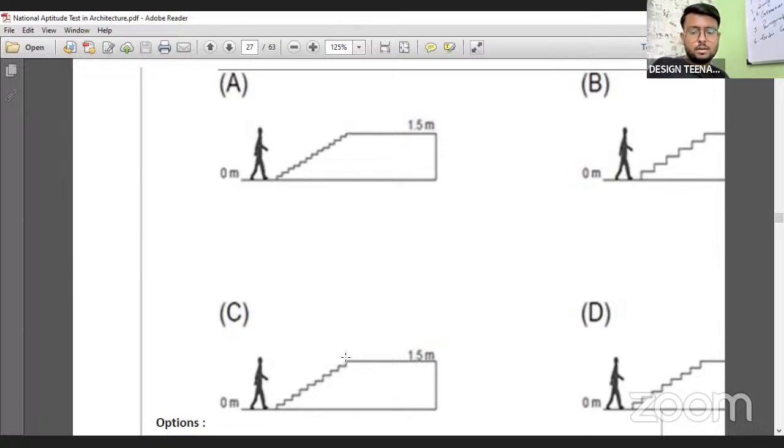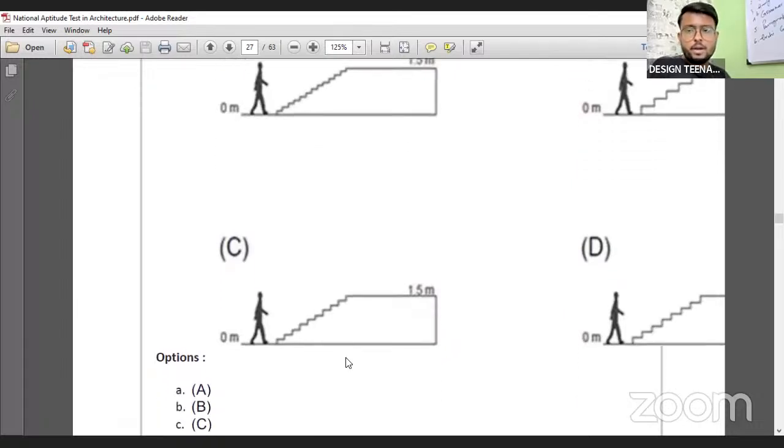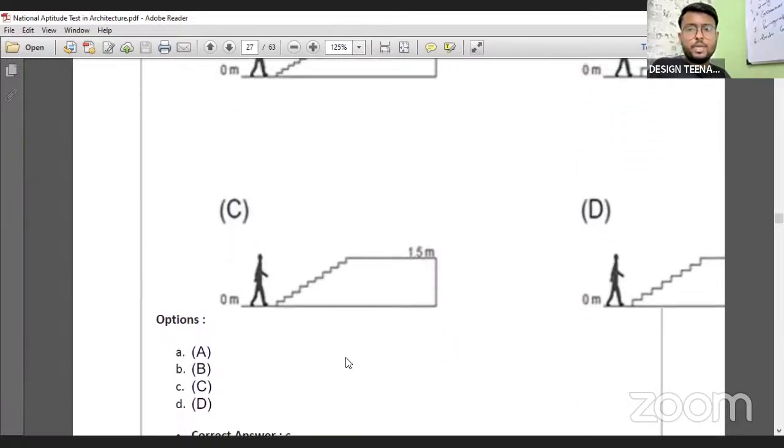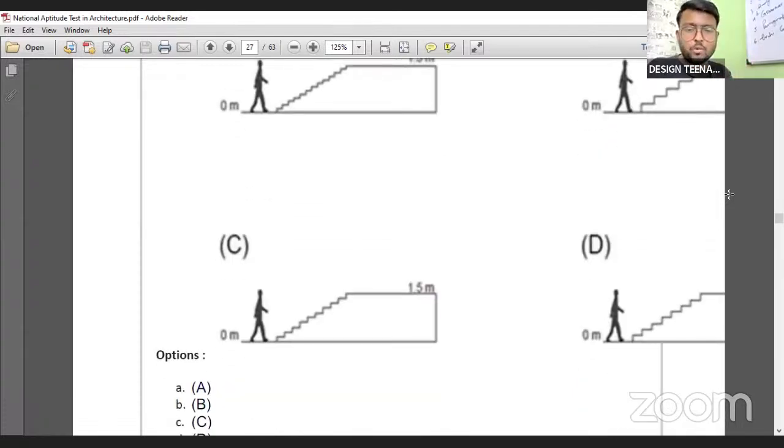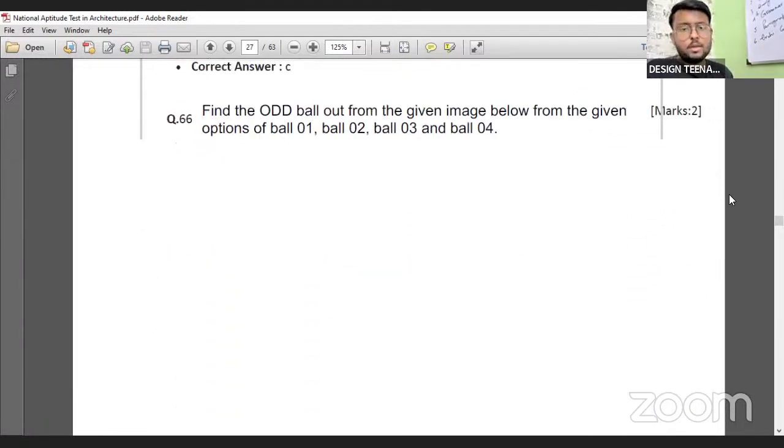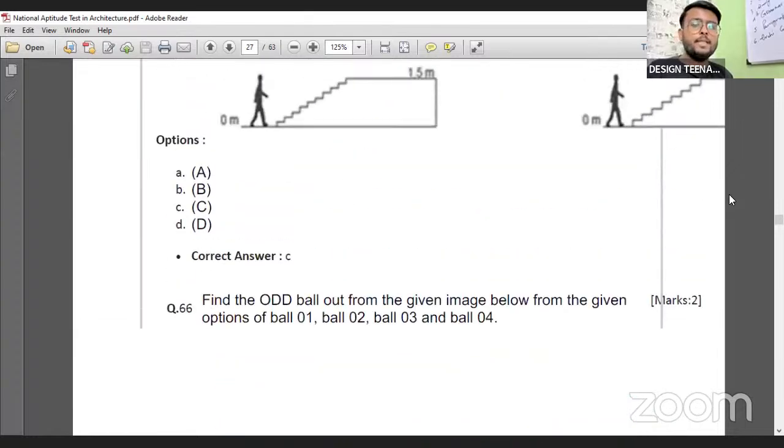Clear? Clear or not? Few things need to be identified visually. Over here, as soon as you see, way more stairs. Over here, as soon as you see, way less stairs. This visual impression should be there. This is how you need to identify, and the answering of the question should be very clear.